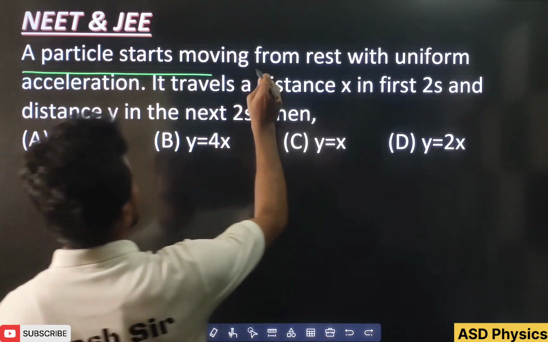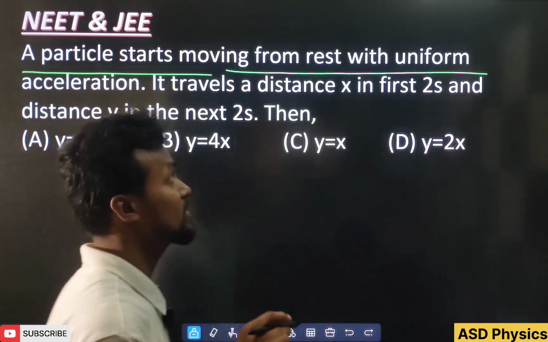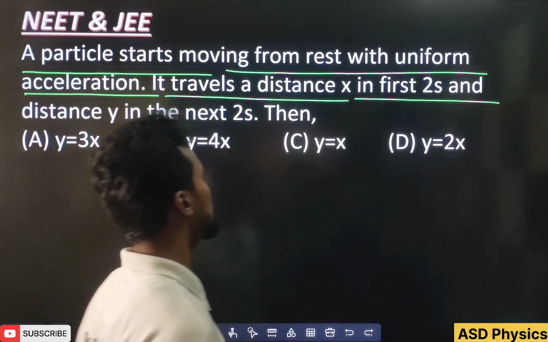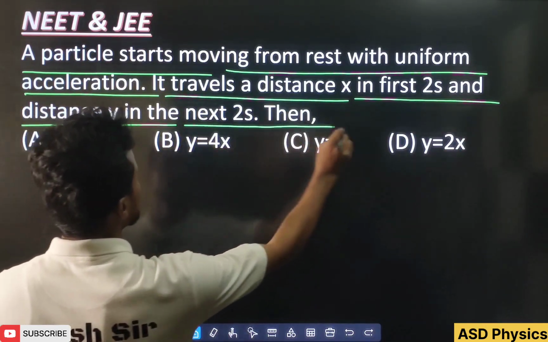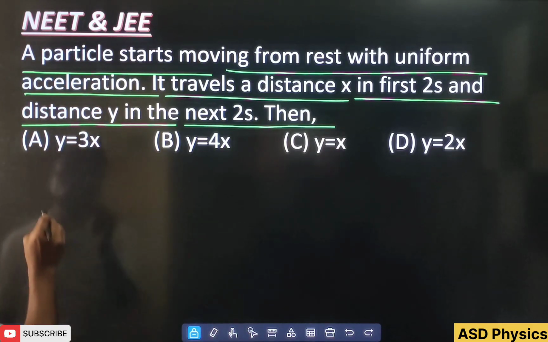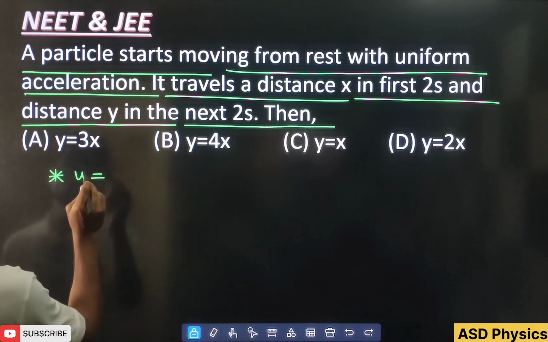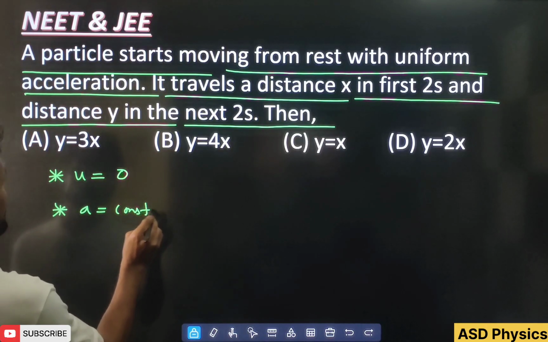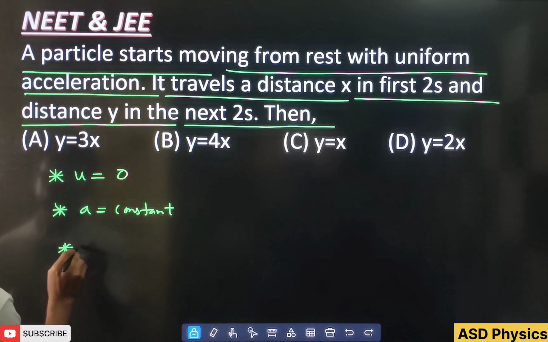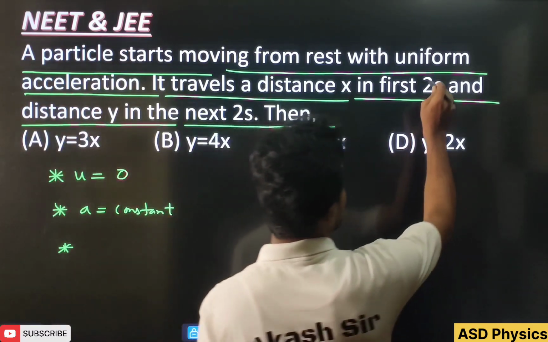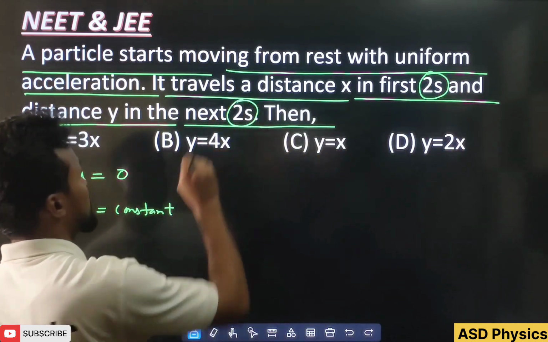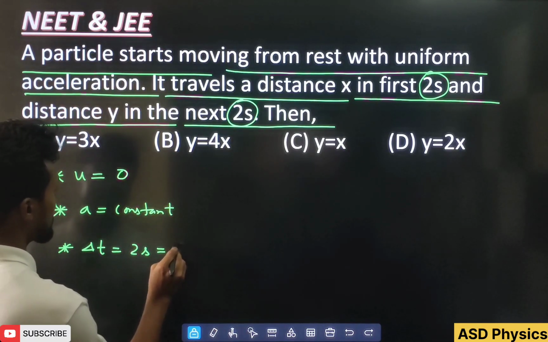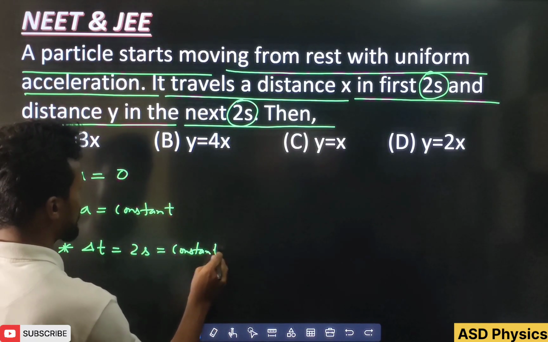A particle starts moving from rest with a uniform acceleration. It travels a distance x in the first 2 seconds and a distance y in the next 2 seconds. Then which option is correct? Okay, so again let me check the conditions. u is given as 0, first condition satisfied. Second thing, acceleration is constant as they have given in the question, second condition also satisfied. Third condition: the first time interval is how much? First 2 seconds. Again the next 2 seconds. That means the time interval delta t is 2 seconds. That is also constant. 2 seconds, 2 seconds, 2 seconds, like this it is going.